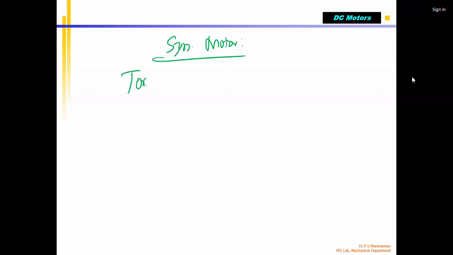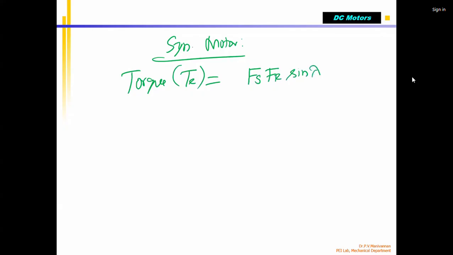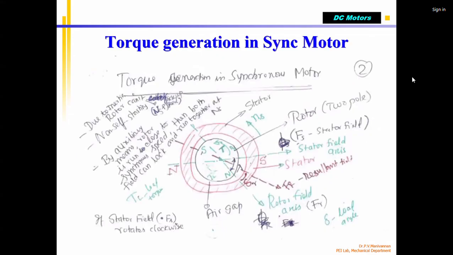Torque produced by the motor. Some books put it as TE, correct? TE equals Fs, Fr multiplied by sine lambda. Most books are using that. Sine lambda is the angle between the two, please refer to the previous diagram. This is Fs, and this is Fr.